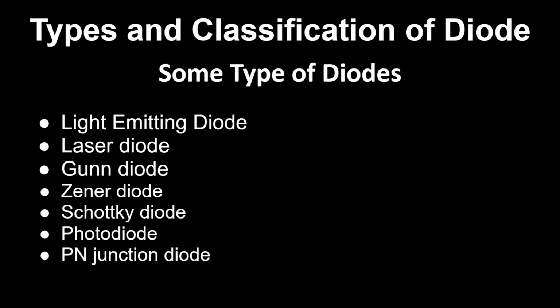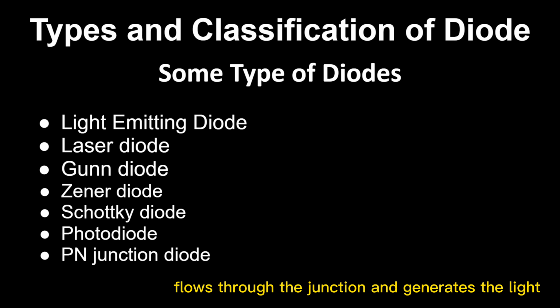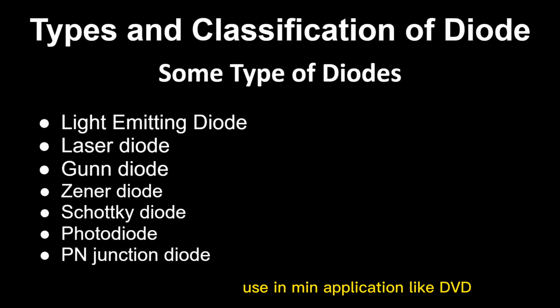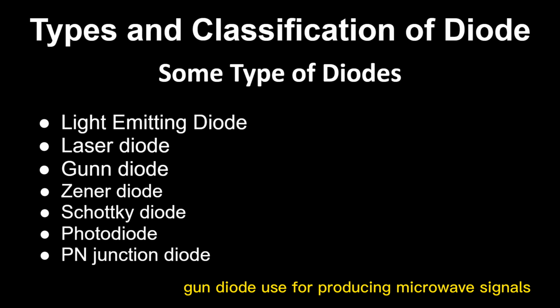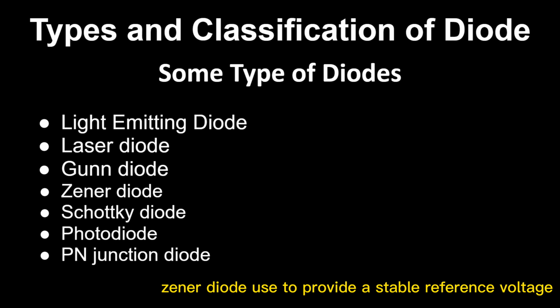Types of diodes. Light-emitting diode: in forward bias, the current flows through the junction and generates light. Laser diode: used in many applications like DVD and CD drives and laser light pointers. GaN diode: used for producing microwave signals. Zener diode: used to provide a stable reference voltage.